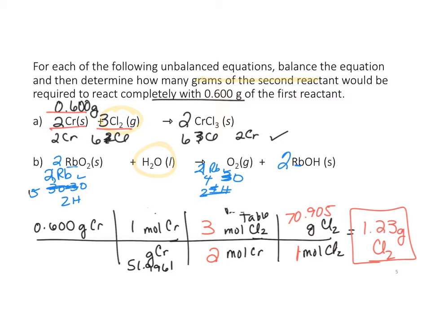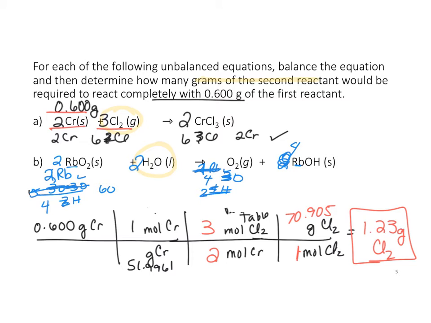The hydrogens are okay. The oxygens are not. Let's put another 2 in front of here just to get it even. So now we have 4 hydrogens. We have 2 times 2 is 4. We have 6 oxygens. And then we have 2 rubidium here. We have 4. So we're going to have to go with 4 there.